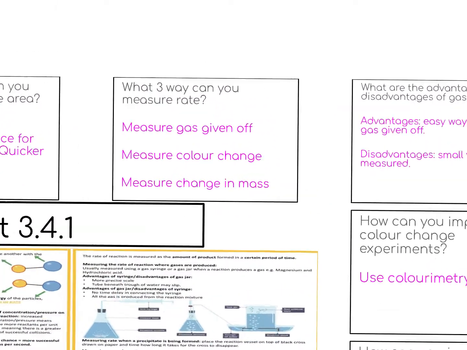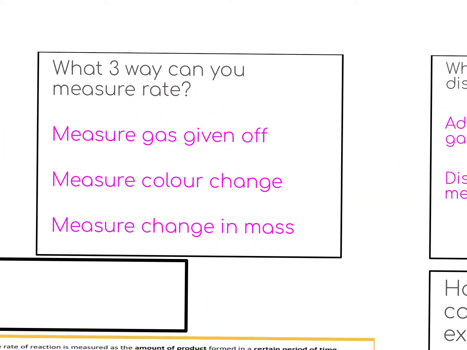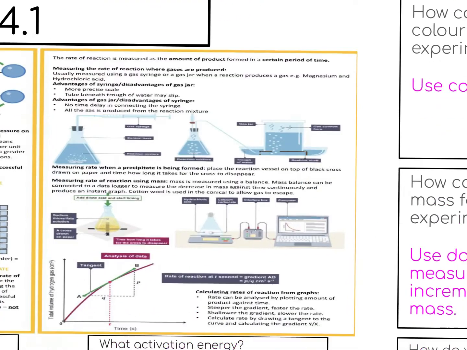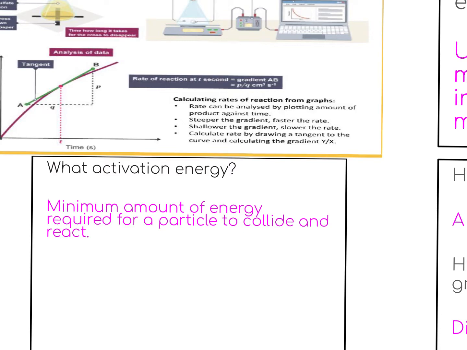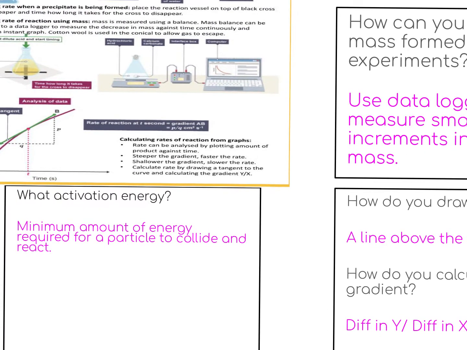Okay, how could we measure rate? We can measure it in 3 ways. Gas given off, measure colour change, measure the change in mass. What is activation energy? Minimum amount of energy required for a particle to collide and react.